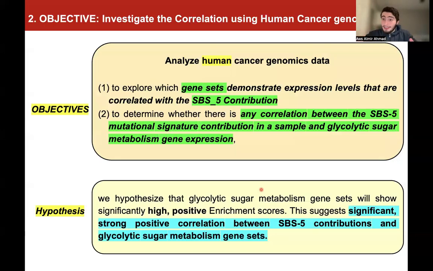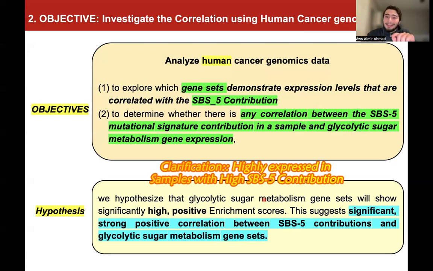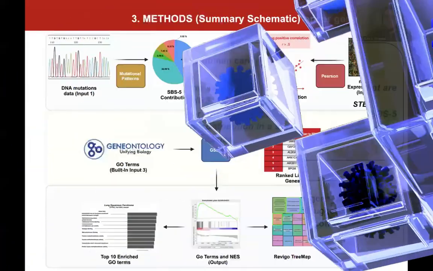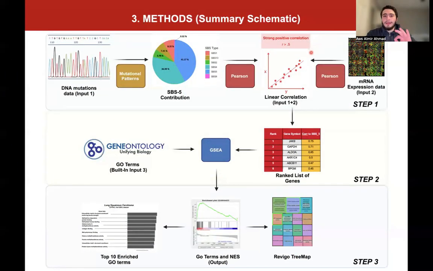Our hypothesis is that there is actually in humans a positive, significant correlation or relationship between SBS5 contribution and glycolytic sugar metabolism gene expression, such that if we compare samples with high SBS5 to samples with low SBS5, we would find the glycolytic sugar metabolism genes highly expressed. Now the question is, how are we going to test and assess our hypothesis? We will be assessing the validity of our results through a three-step process.